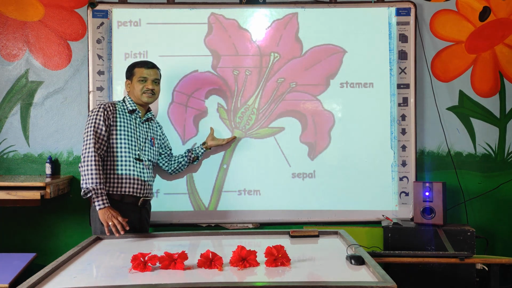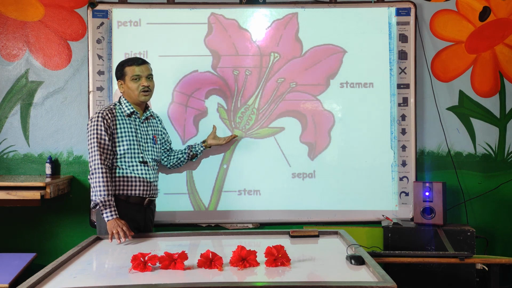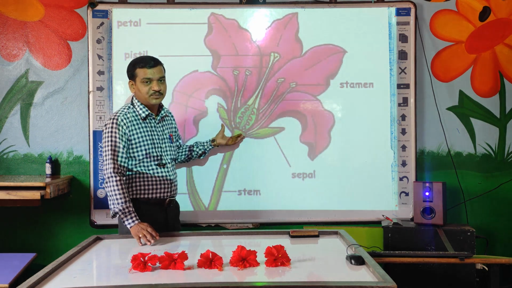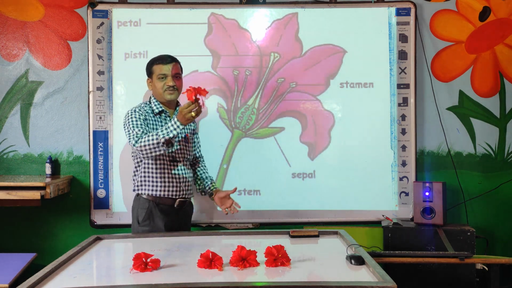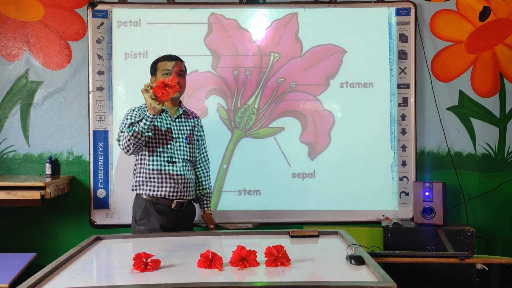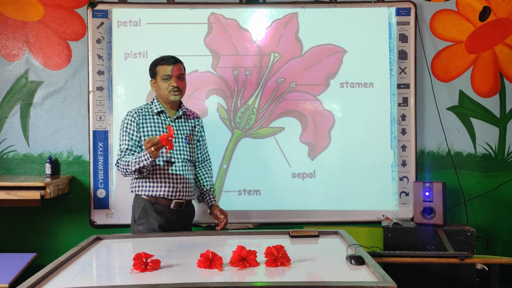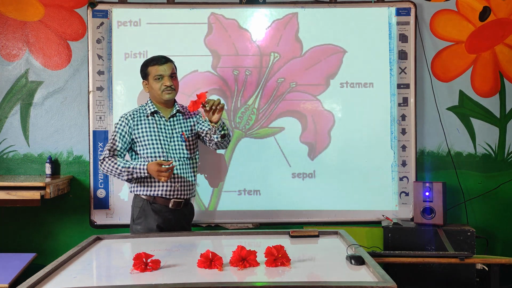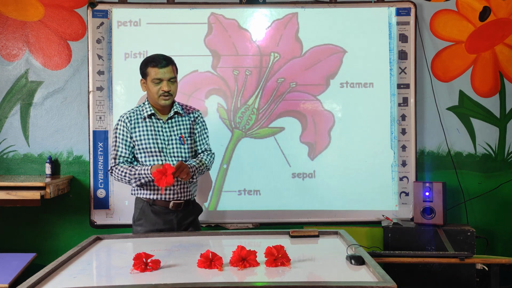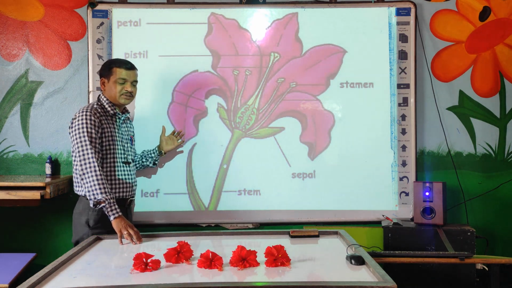Do you know this flower is available in our area also? We commonly call this flower jasmine. Can you see this flower? This flower is the China rose flower or jasmine. It is available in our area also. So for this activity, we will take this flower. Let us see the requirements.